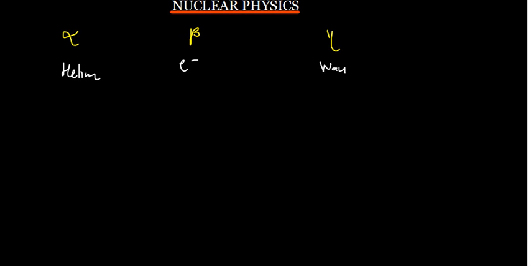Now if we go to their charge, alpha rays, because these are helium nuclei, are positively charged. They've got a charge of positive 2. Electrons are negative. They've got a charge of negative 1. Now gamma rays are neutral. That's why they will not be affected even by the electric field.